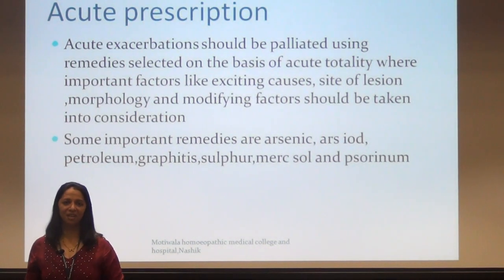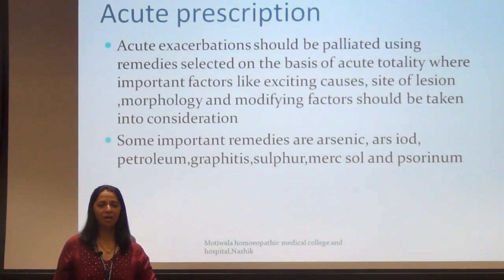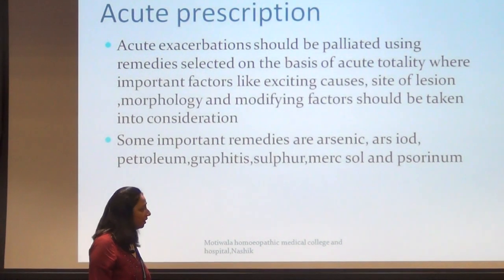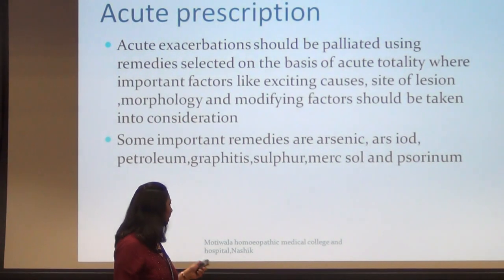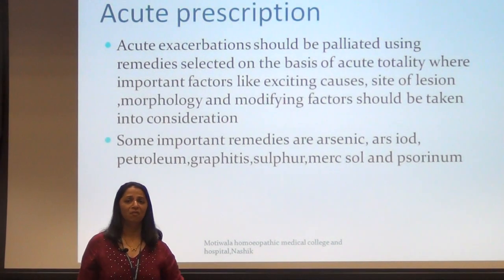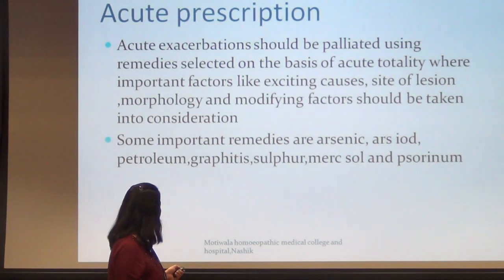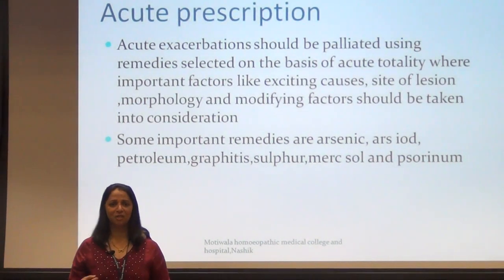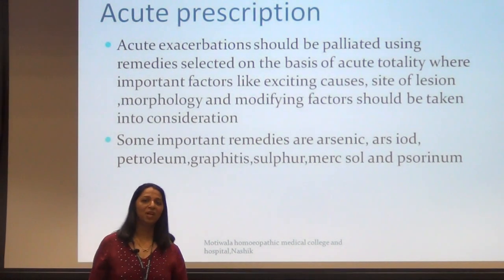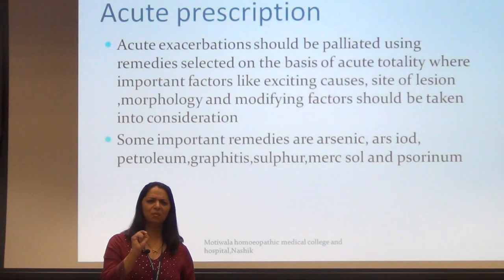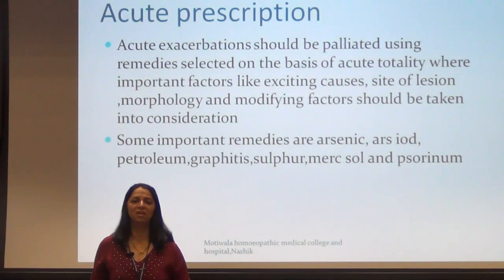And you can prescribe on acute totality of symptoms. Some important remedies that can be used during acute exacerbation are arsenic, especially when there is lot of burning associated with itching, and when burning is better by application of warmth. When your patient is restless and anxious, you can think about arsenic. When there is lot of flaking, when flakes are bigger in size, too much of exfoliation, then think about arsenic iodide. When there are cracks, fissures, especially on the tip of fingers and toes, think about petroleum. Graphites, when dry lesion, very useful remedy. When discharges are minimal, sulfur, muriatic acid, sorinum are some of the other acute remedies which will be selected.